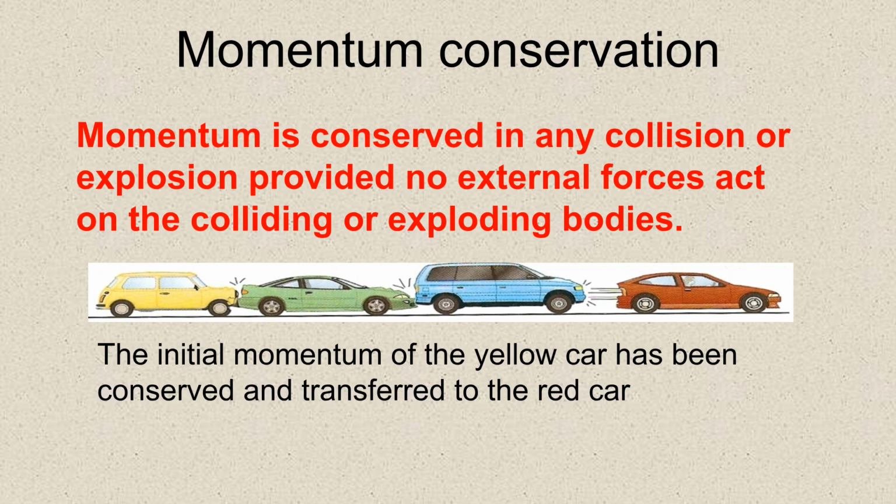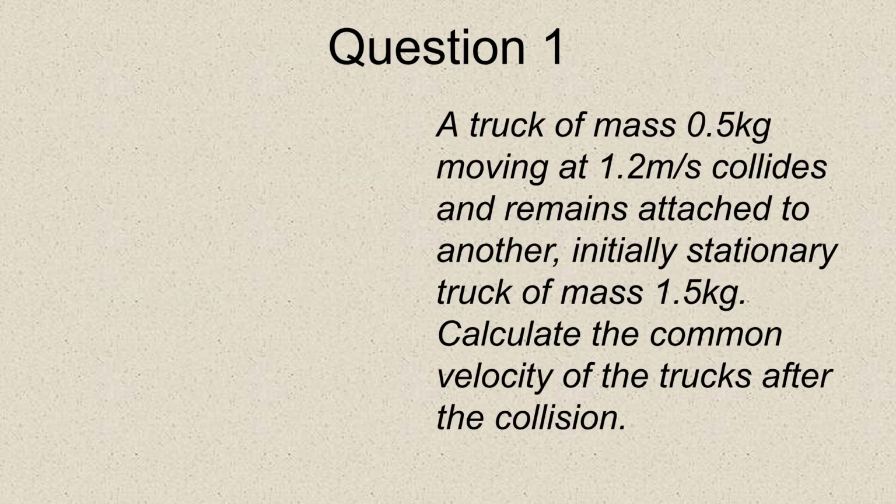Momentum is conserved in any collision or explosion, provided no external forces act on the colliding or exploding bodies. This means the initial momentum of the yellow car is transferred to the red car. Let's consider an example. A 0.5 kilogram truck moving at 1.2 meters per second collides and remains attached to a stationary 1.5 kilogram truck. Calculate their common velocity after the collision.